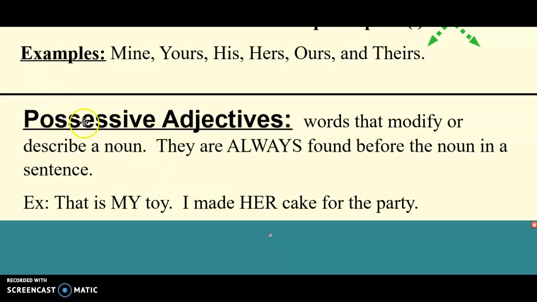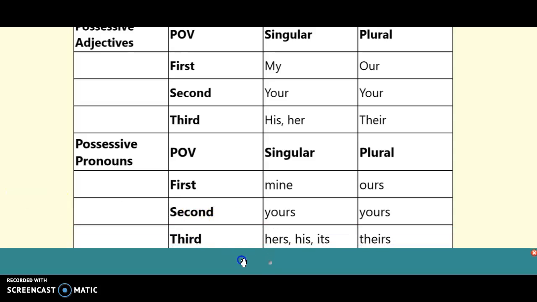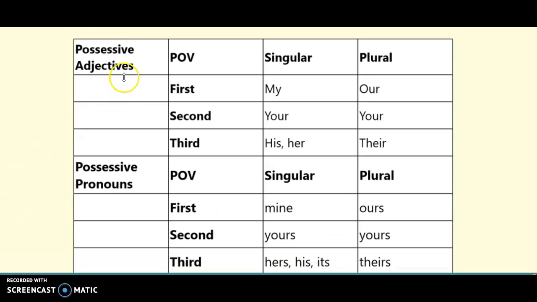When you're done with this part and this definition and these examples, we are going to draw a table below this. Okay, so just like we did with subject and object, we're going to draw a table here. So you need your table to be, let's see, 4 across and 8 going down. Okay, so at the top of your chart here, you're going to see possessive adjectives. Okay, my toy, your toy, her cake, our house, their bike, okay, things of that nature.